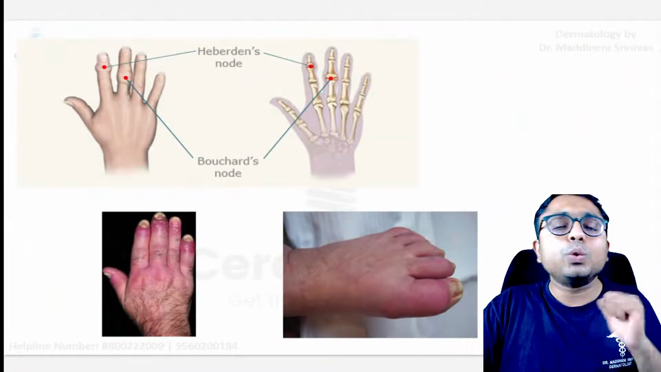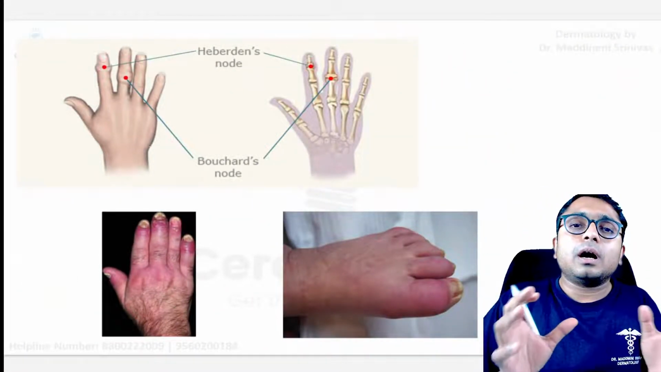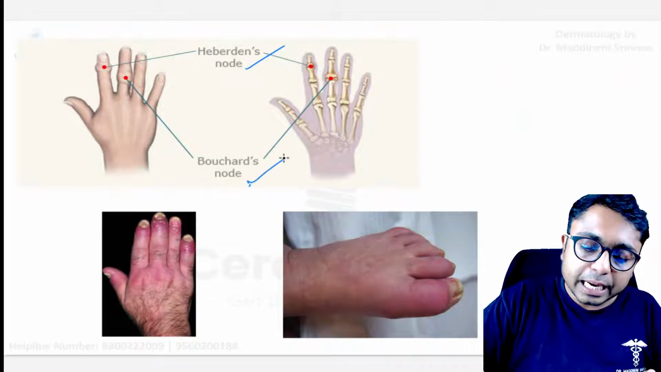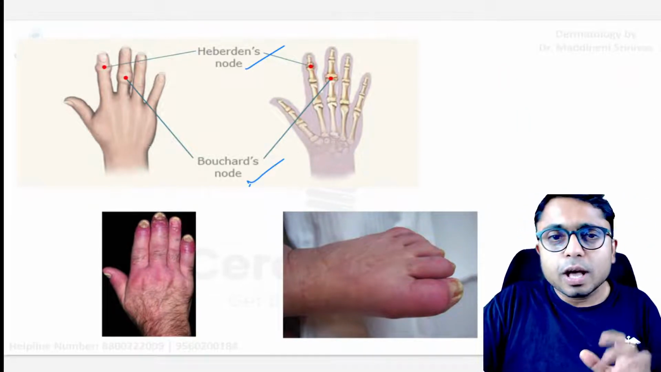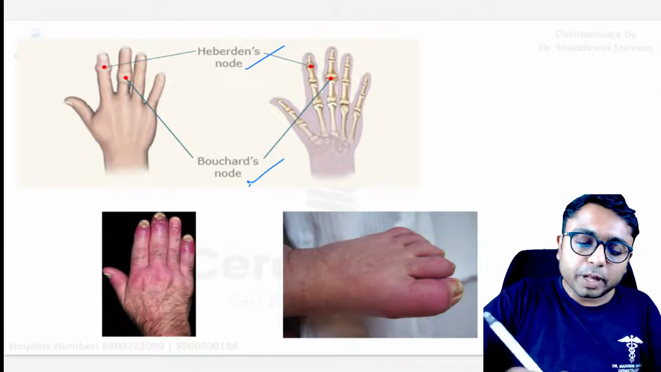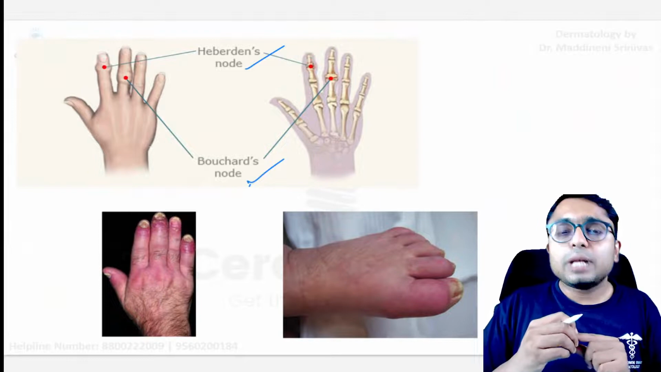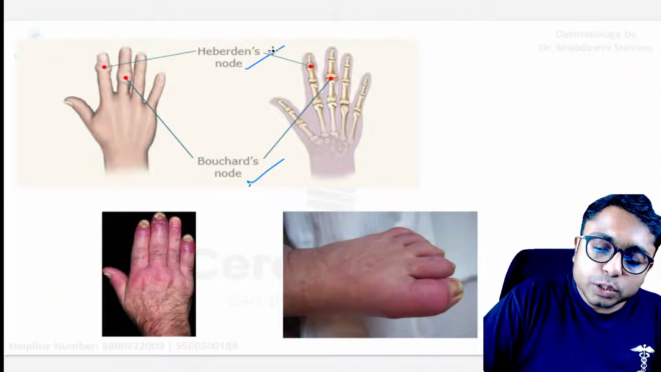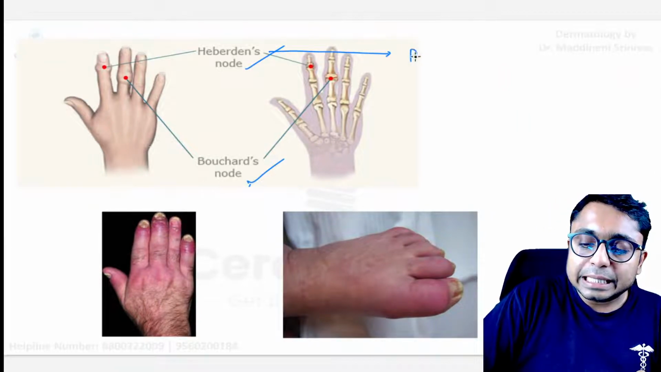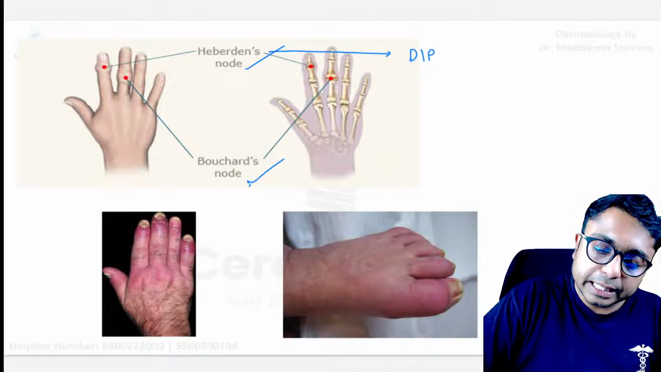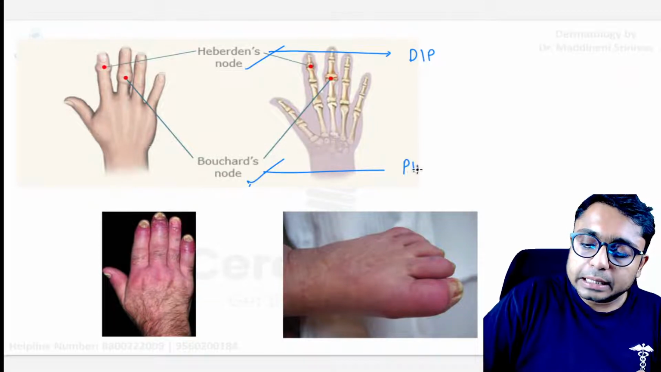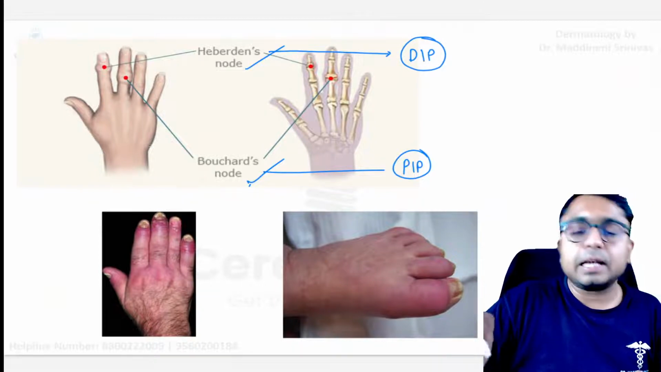Osteoarthritis. We are having two types of named nodes. One is Haberden's nodes and another one is Bouchard's nodes. So how can you remember this? Basically, what are these? Osteophytic outgrowths which will occur. In the case of Haberden's nodes, they are going to be seen in the distal interphalangeal joint, whereas in the case of Bouchard's, they are going to be seen in the proximal interphalangeal joints.